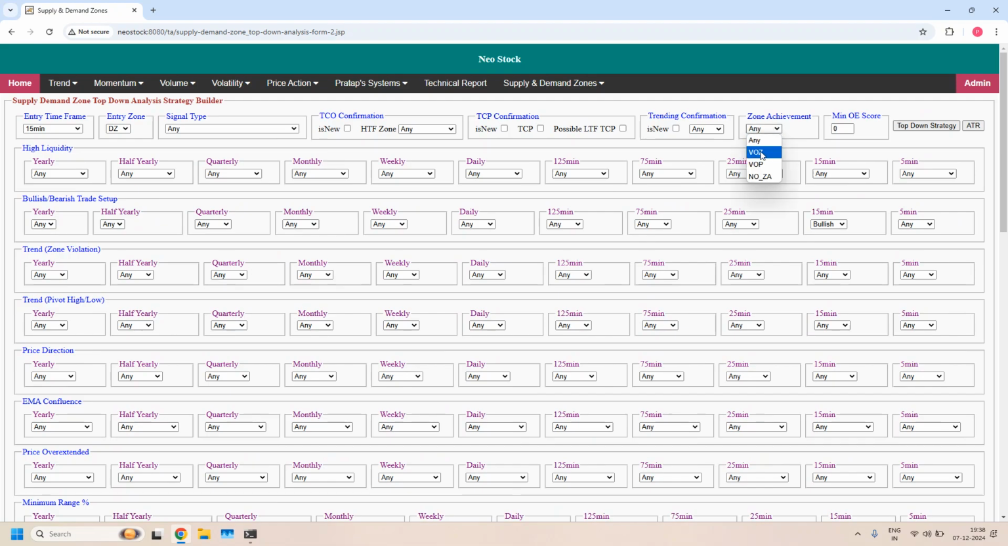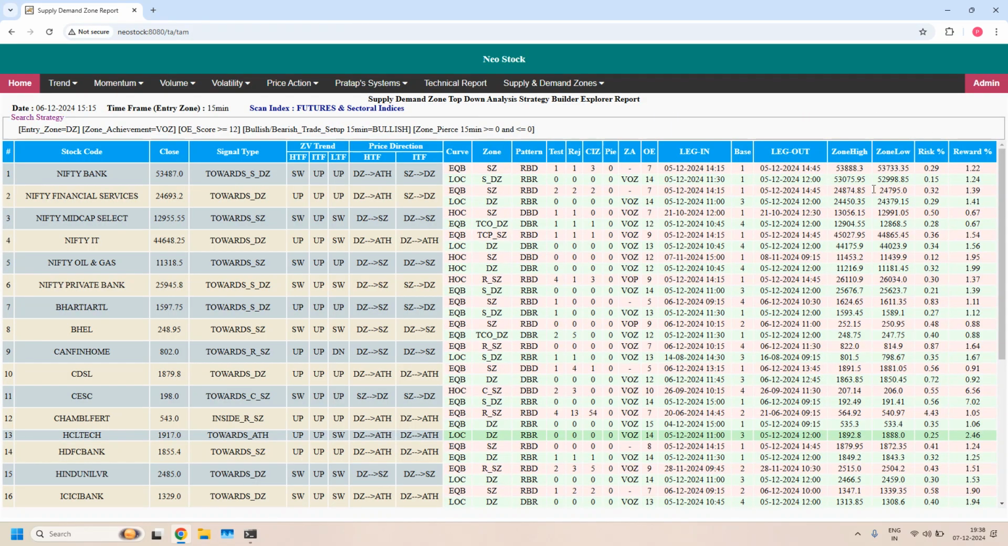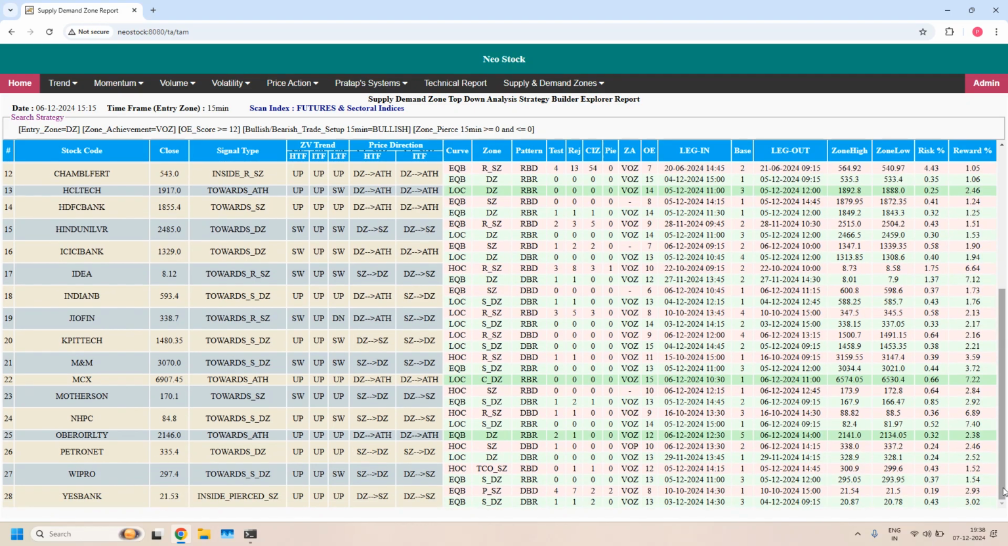Zone achievement violated opposing zone. Minimum odd enhancer score is 12. All three filters are applied to 15 minutes demand zone. Let's filter. We got a very big list. These are the first 16 stocks. I am scrolling the list down. So total 28 stocks are filtered.